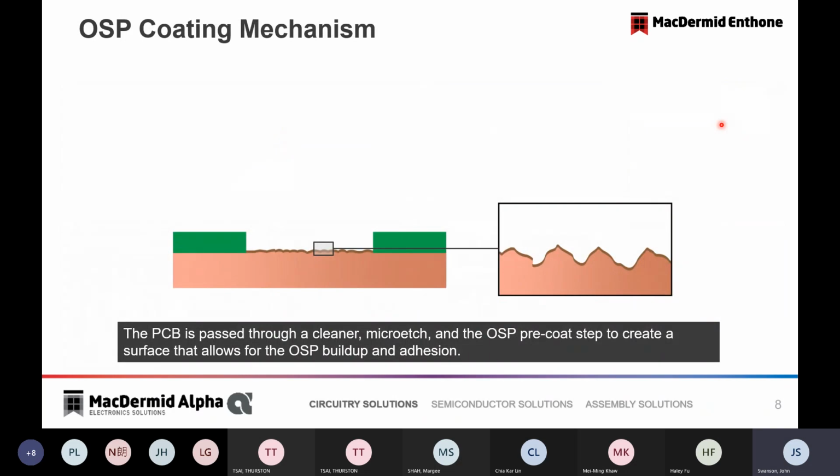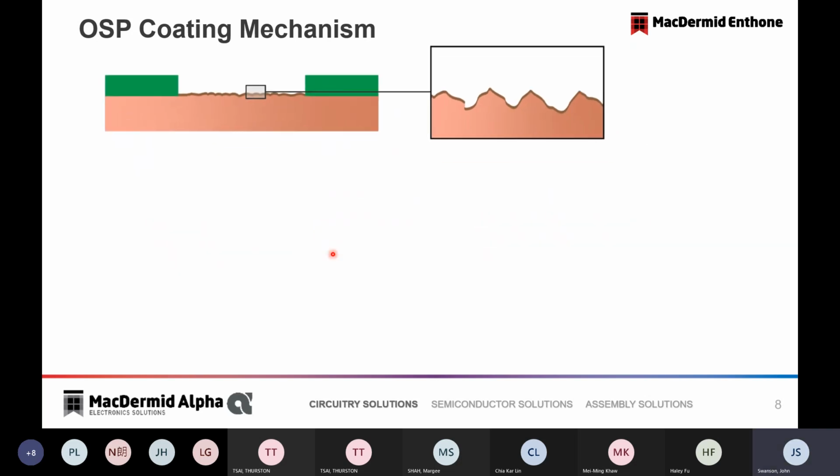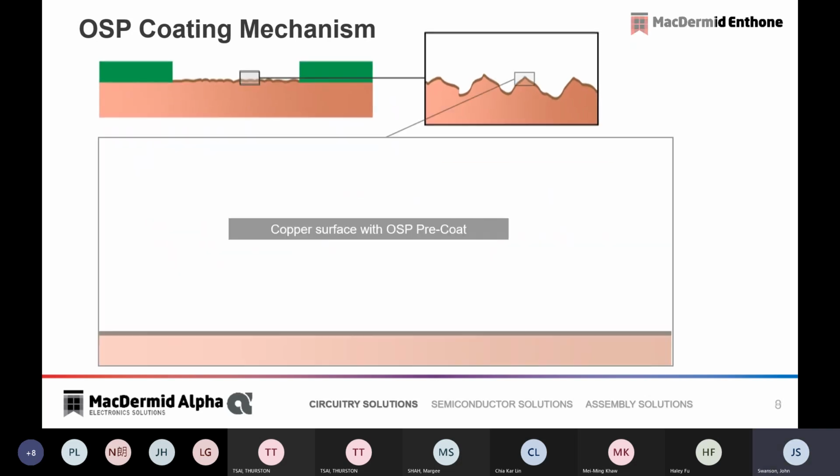So I'm going to spend a little time now to walk through the coating mechanism and the assembly mechanism. If we consider this illustration, we're starting with a copper pad, clean that copper pad, micro etch it. We remove a small amount of copper in the micro etch step. And then we prepare that surface in some cases with what we call a pre-coat, just to lay down a very small layer of organic to prepare it for the subsequent OSP step. So let's consider that step one.